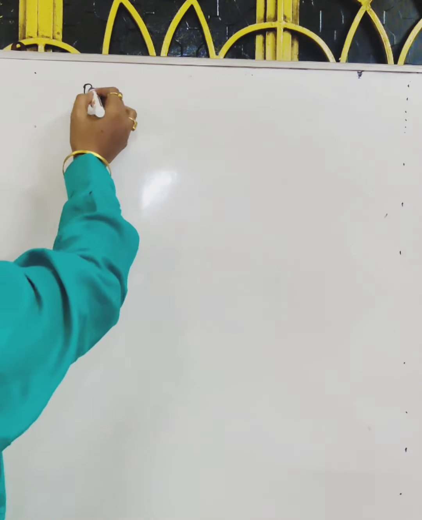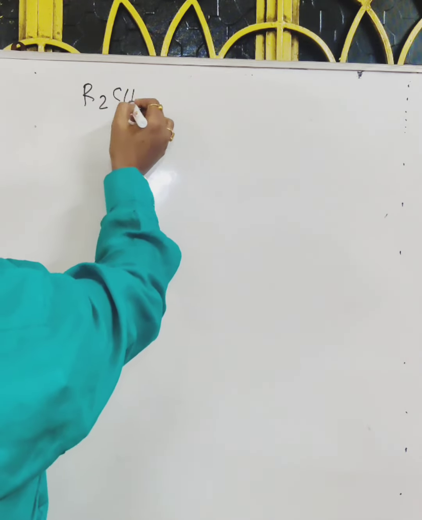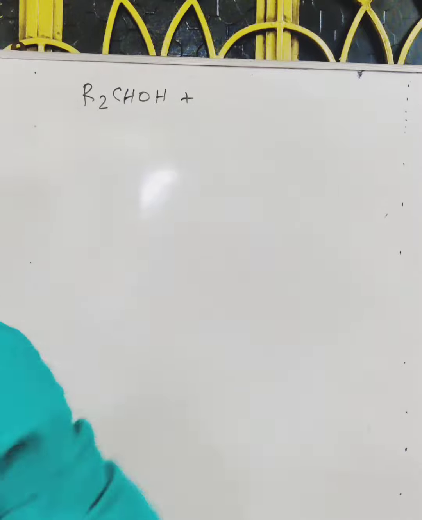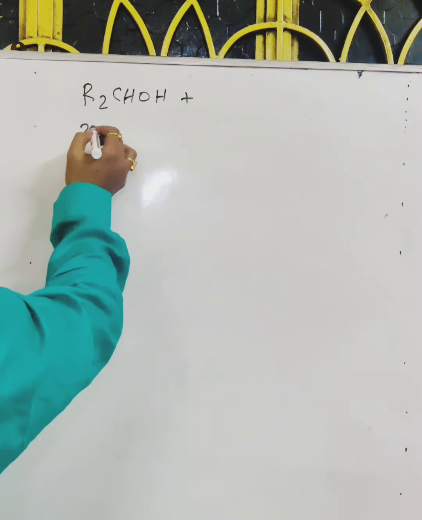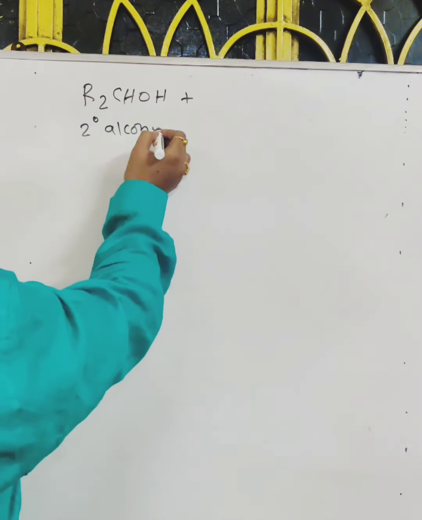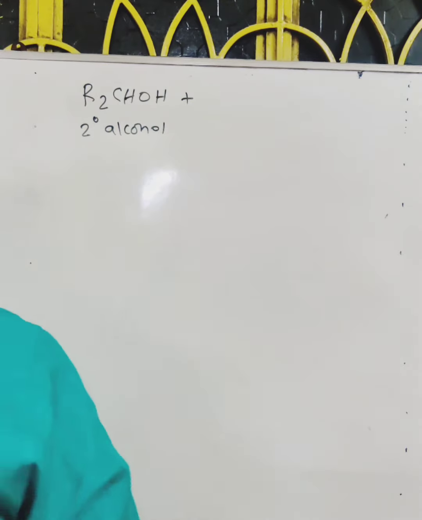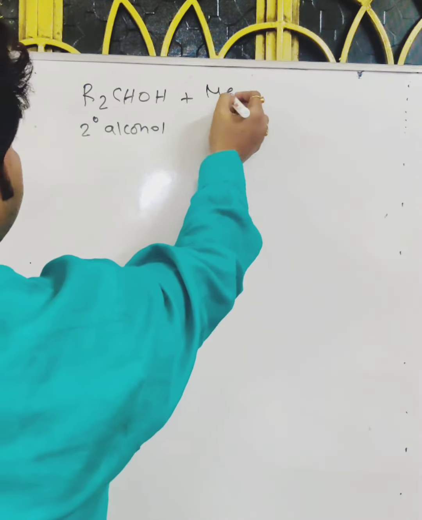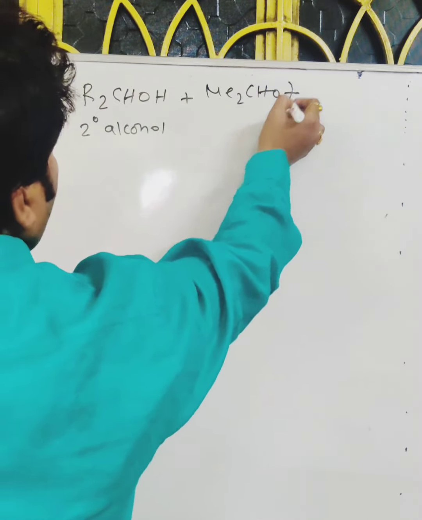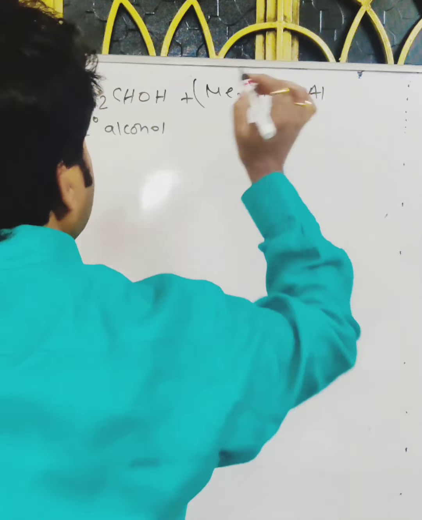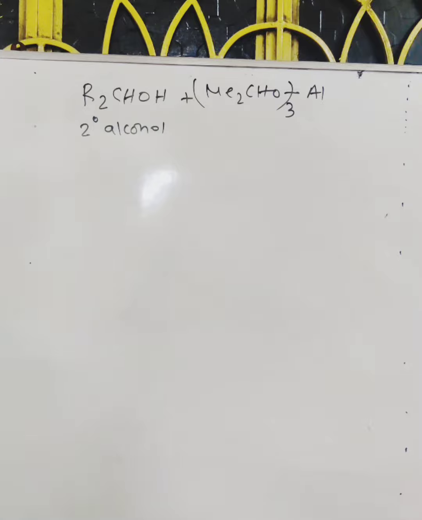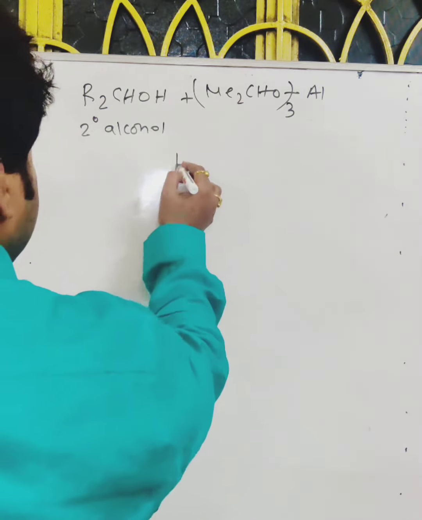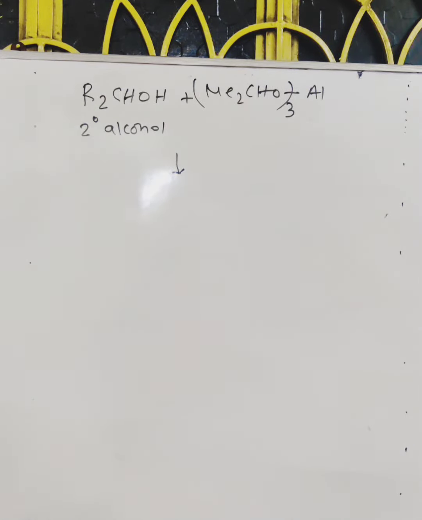Okay. So let us write down the basic scenario, how the Oppenauer oxidation is going to take place. So you have R2CHOH, correct? R2CH is what? It is the 2-degree alcohol. We want to convert it to the ketone, so oxidation has to be taken care of. And what do you have here? You have Me2CHO whole 3 Al. Your first job is to understand how to proceed with this reaction. This is aluminium isopropoxide.